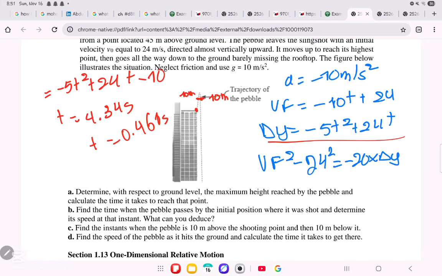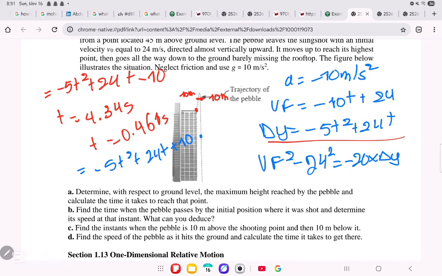So 10 meters above is done, now 10 meters below. How much would my delta y be now? My delta y would be below, that means my delta y would be minus 10 meters, right? Delta y equals minus 5t squared plus 24t. Delta y is minus 10, so I'll move it to the other side. It will become plus 10. So a equals minus 5, b equals 24, and c equals 10.